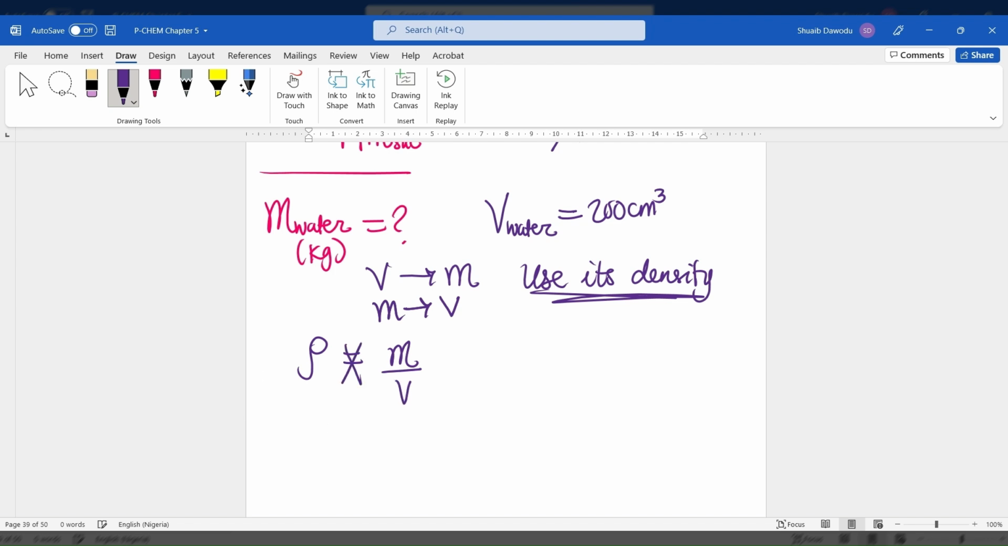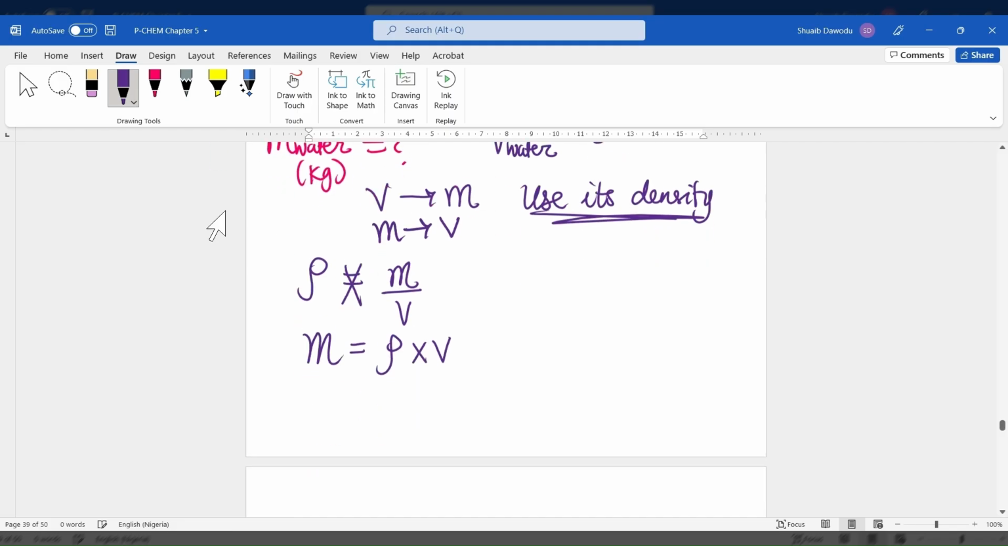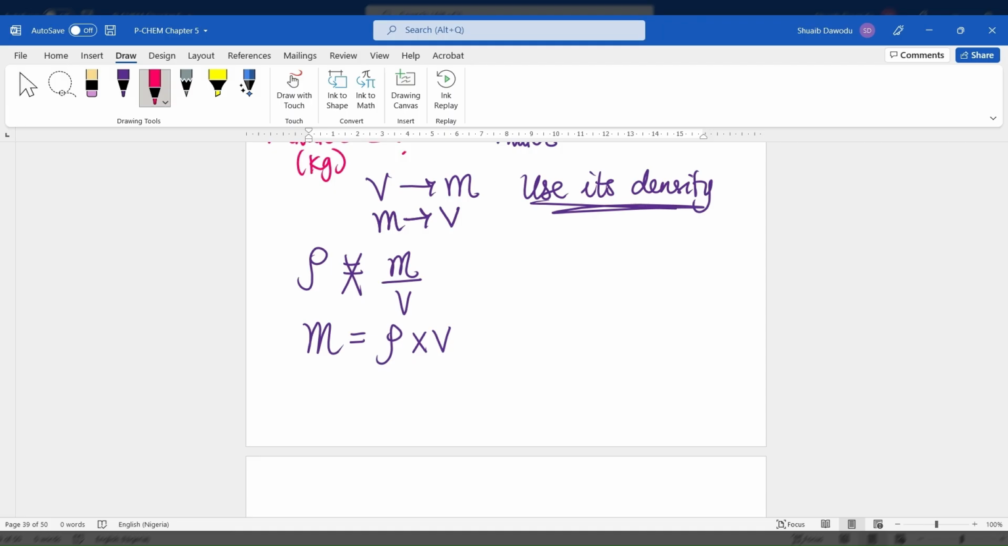And of course, to determine mass, you're just going to end up with mass is equal to density times volume. And we're going to make it specific to this particular question. So, the mass of water is equal to the density of water multiplied by the volume of water. So, yeah, that's it. Now you're going to be thinking, okay, let's substitute.